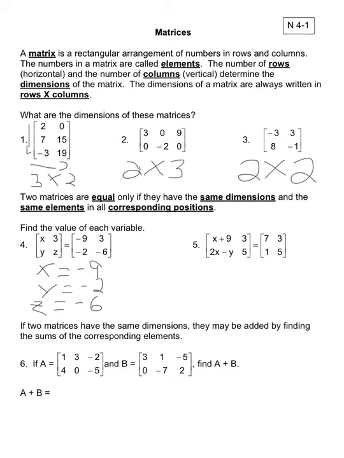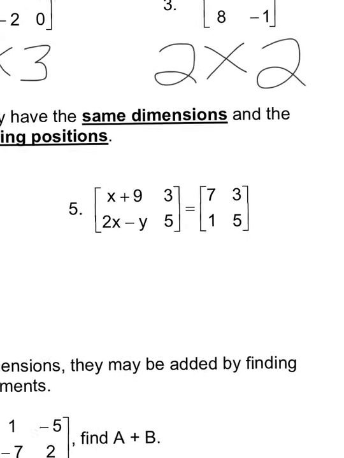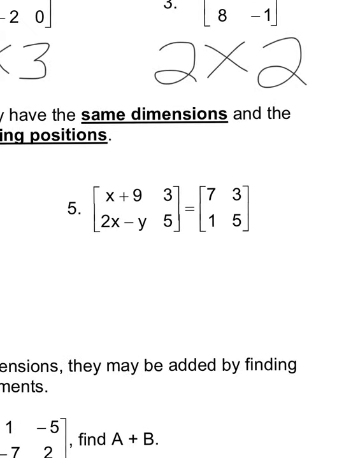Now looking at number 5, we have 2 variables, an x and a y. There is no z on this one. I'm going to go ahead and zoom in on this. We have 2 matrices that are both 2 by 2. Our x is in the top left-hand corner, and it's x plus 9, so I look in the top left-hand corner of the other matrix, and it's a 7. I set them equal to each other, because there's an equal sign in between. So x plus 9 equals 7.